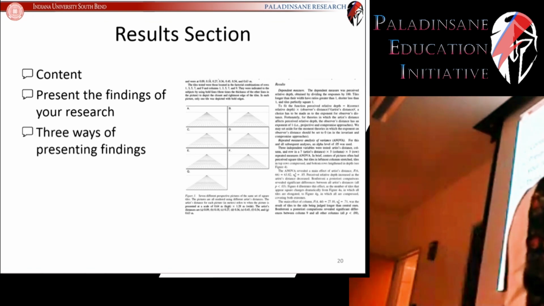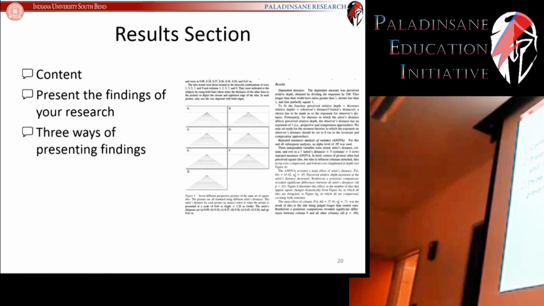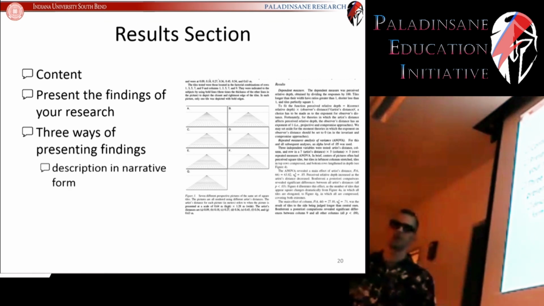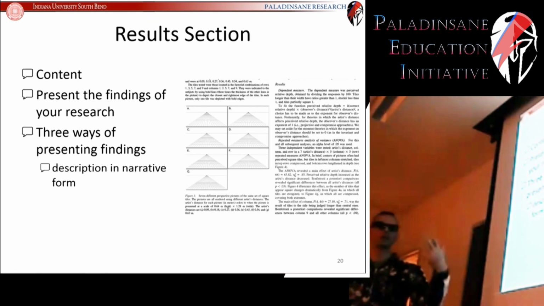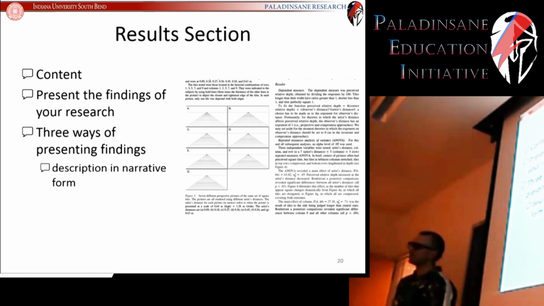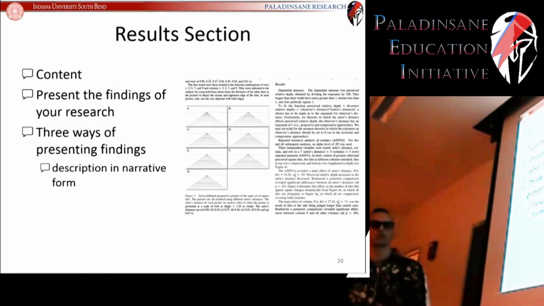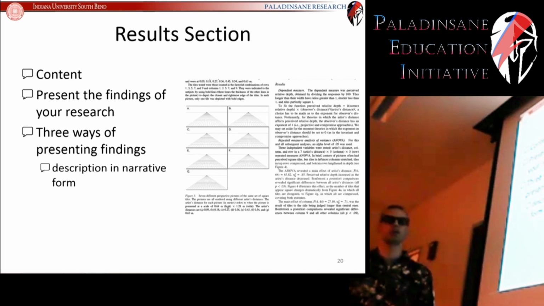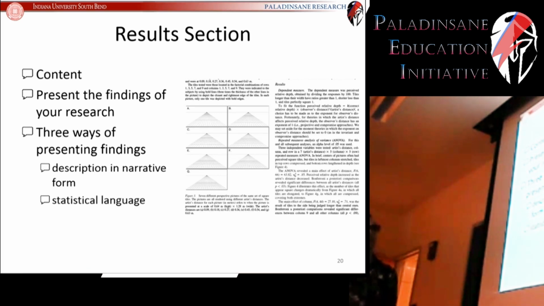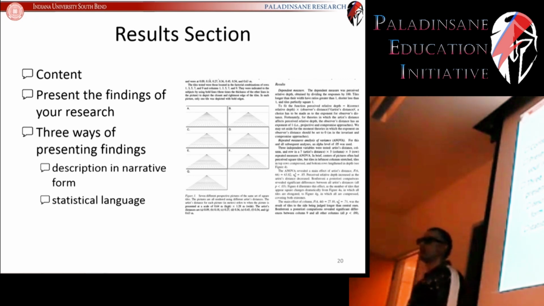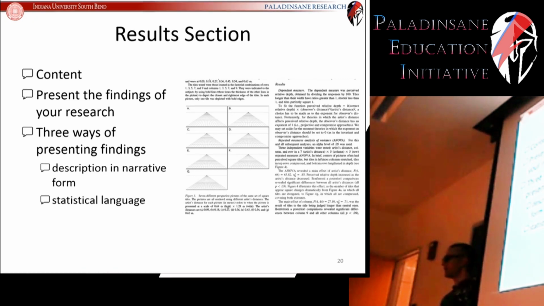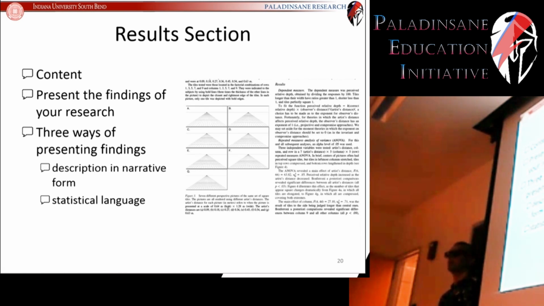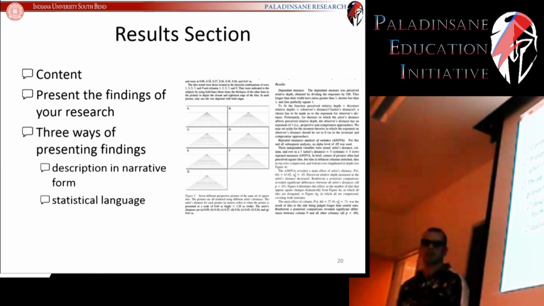There's 3 ways to present findings to help your reader understand what's going on. We're going to use 2 of those 3 in our first draft of the results section, and then in your final draft you're going to add the 3rd. So we are going to have description in narrative form in our results section. We're going to tell the reader in as plain language as we can, describe to the reader what happened in our experiment. We're going to use statistical language. So we are going to talk about p-values and f-tests and f-statistics. Those are going to be means as well. We're going to talk about in our results section.